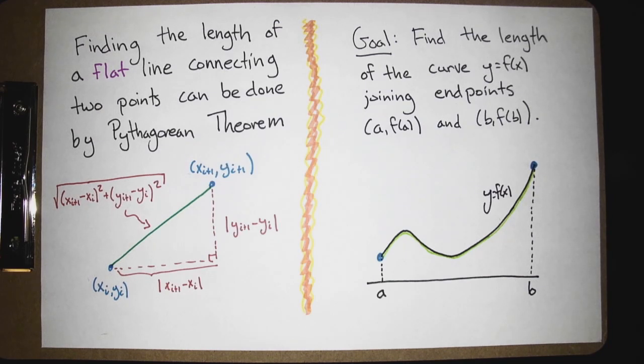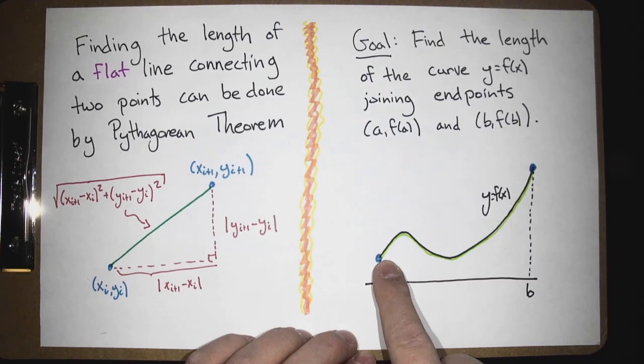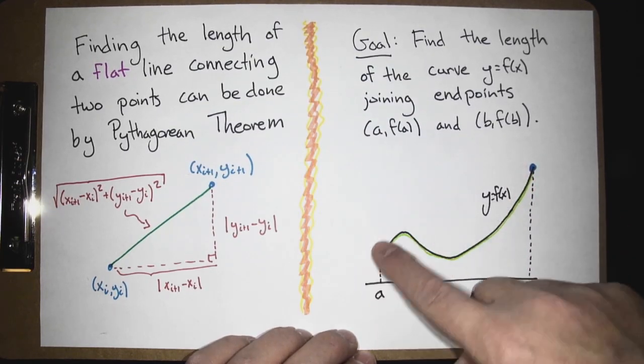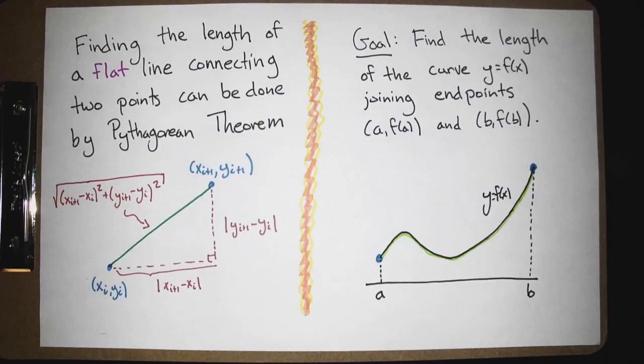Well, our goal is to say, but what if you don't have a flat thing? Maybe you have a curve. And in our case, we have y equals f of x. It's joining our endpoints, so we're going from a to b. So we have our a comma f of a, our b comma f of b. But we're not in a straight line. We have things moving up and down.